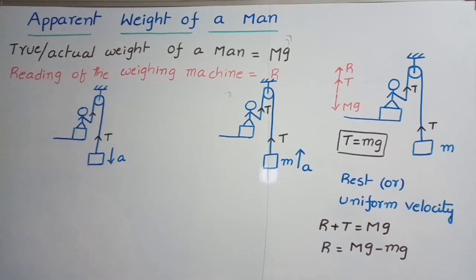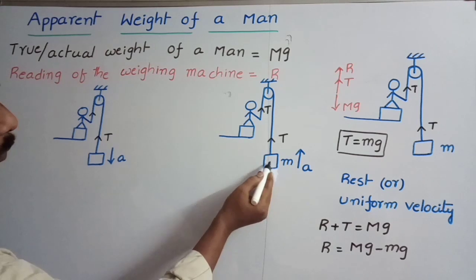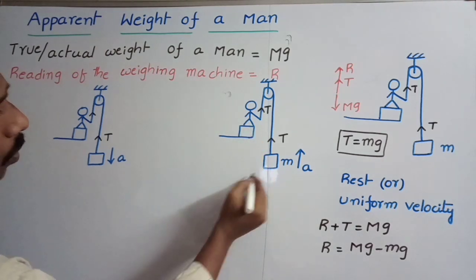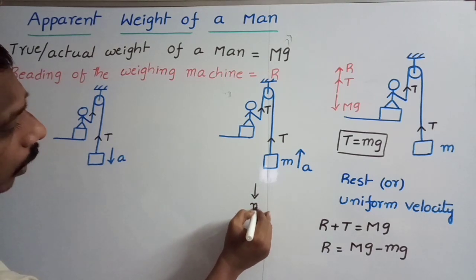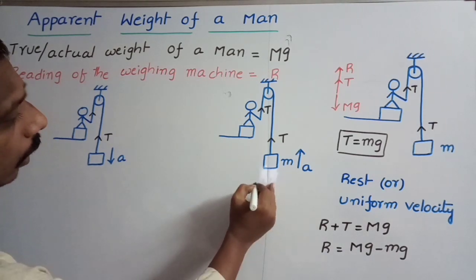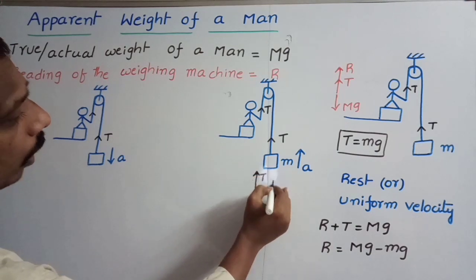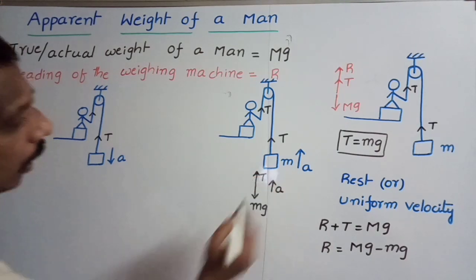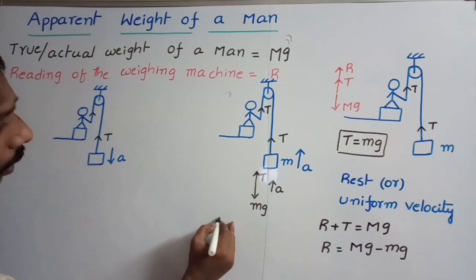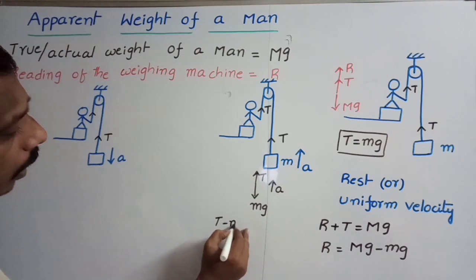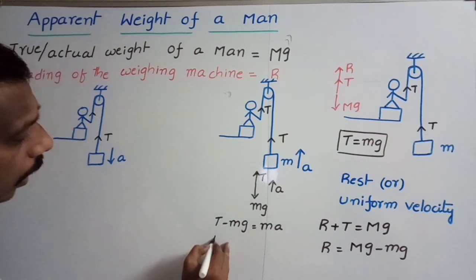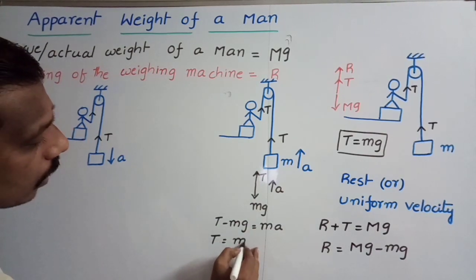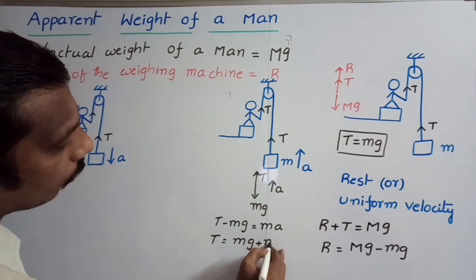Here, the block is pulled in the upward direction. So the net force acting on the block is in the upward direction. In the downward direction, the weight of the block is acting. In the upward direction, tension is acting. The block is moving upward with an acceleration a. From this we can write T minus mg is equal to ma. Tension T is equal to mg plus ma.